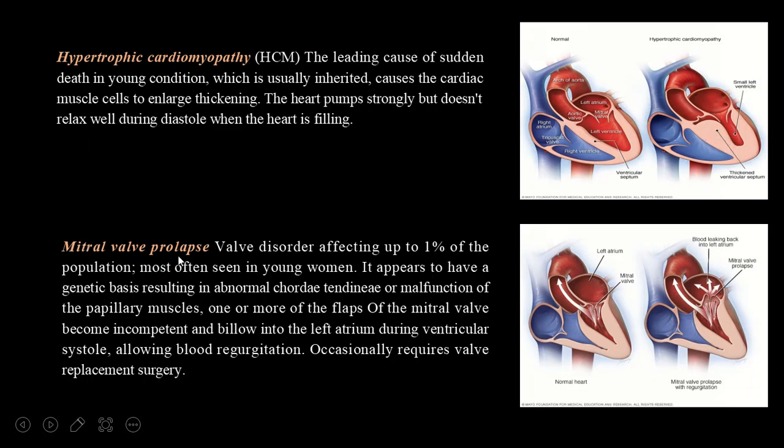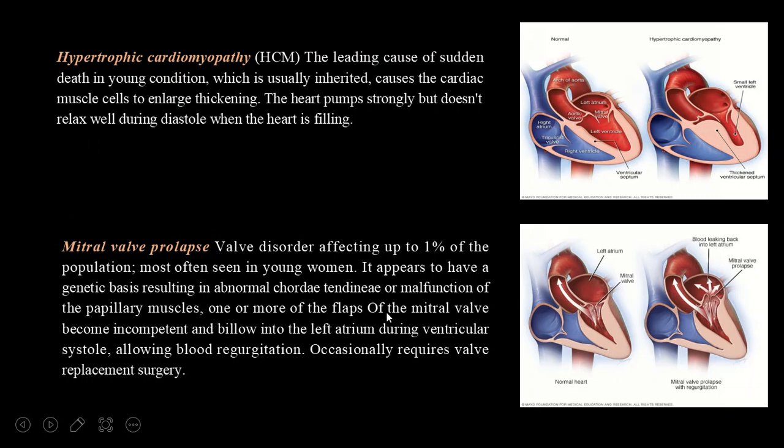We also have the mitral valve prolapse. So, valve disorder affecting up to 1% of the population, most often seen in young women. So, it appears to have a genetic basis resulting in abnormal chordae tendineae or malfunction of the papillary muscle. Diba, sabi kanina, ang chordae tendineae and the papillary muscles helps prevent inversion of the left AV or the bicuspid valve. So this is a disorder in the bicuspid valve, the mitral valve prolapse.